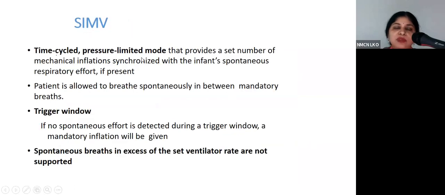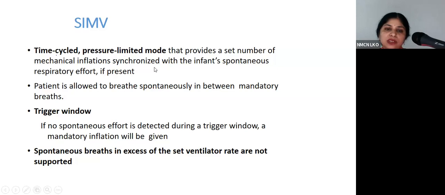Next is the SIMV mode of ventilation, which is the most widely used mode of ventilation. To best describe it, we call it time cycled and pressure limited. As we know, in neonatology we are mostly using pressure limited ventilation. That is, we set the PIP, we set the PEEP, we set the TI. So this is pressure limited ventilation and it is time cycled. The duration of the breath is determined as per the set TI. So it is a time cycled, pressure limited mode that provides a set number of mechanical inflations. And here synchronization is happening.